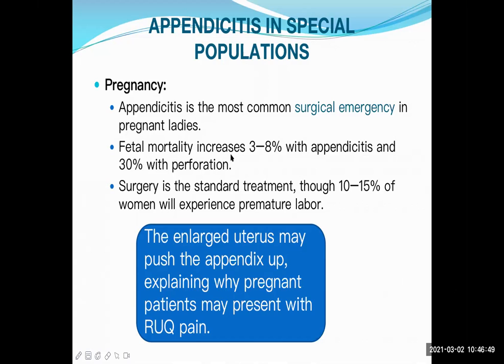Fetal mortality increases 3 to 8% with appendicitis and 30% with perforation in case of pregnancy, and surgery is the standard treatment there. But because of the surgery and appendicitis, around 10 to 15% of the women will experience premature labor.